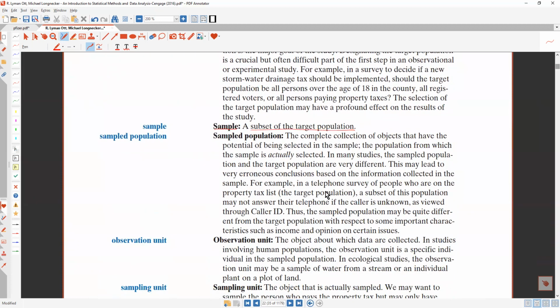The sampled population, well, this is the complete collection of objects that have the potential of being selected in the sample. The population from which the sample is actually selected. Now, this becomes really interesting here because let's imagine we do a telephone survey and you want to phone people and you want to find out their voting behavior. So are you going to vote Dem or are you going to vote Republican? Well, what's the issue with a telephone survey like that, with a poll?